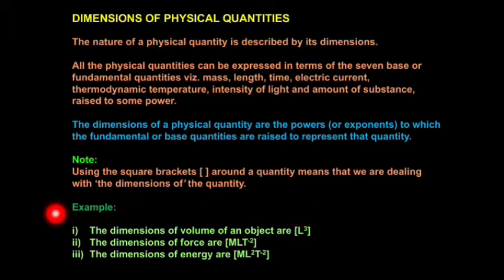Another one is the dimension of force. What is that? That is MLT power minus 2, MLT power minus 2. How does it come? It comes from the SI unit of force, which you know. What is the SI unit of force? Newton is the SI unit of force. The equivalent unit for Newton is kilogram meter second power minus 2. How does it come? It is derived from Newton's second law, F is equal to ma. What is the unit of mass? That is kilogram. What is the unit of acceleration, a? That is meter second power minus 2.